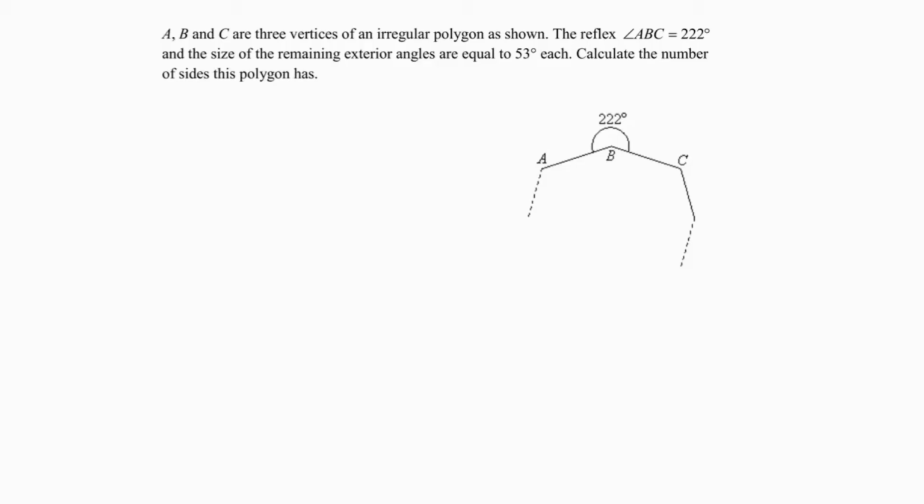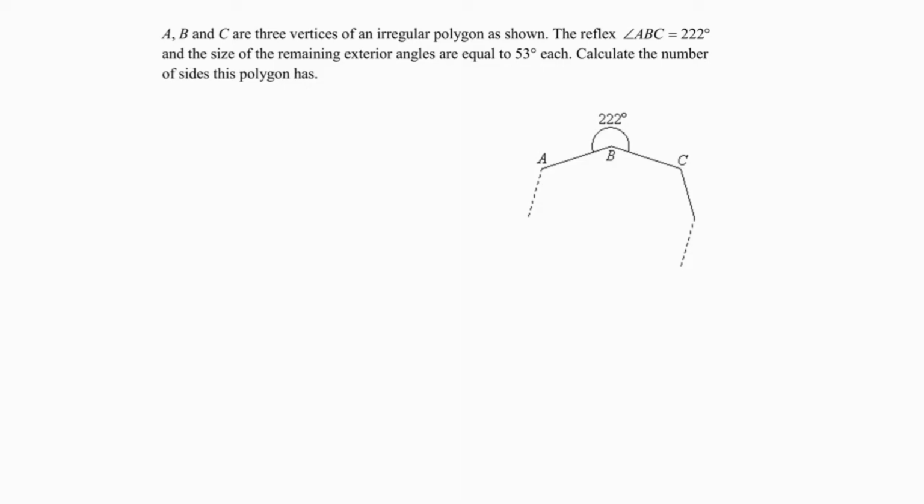Hello everyone, welcome to this math video where we are given an irregular polygon. That means all the sides are not the same. We are also given a reflex angle. So again, let's see, the size of the remaining exterior angles are 53 degrees each. Calculate the number of sides this particular polygon has.